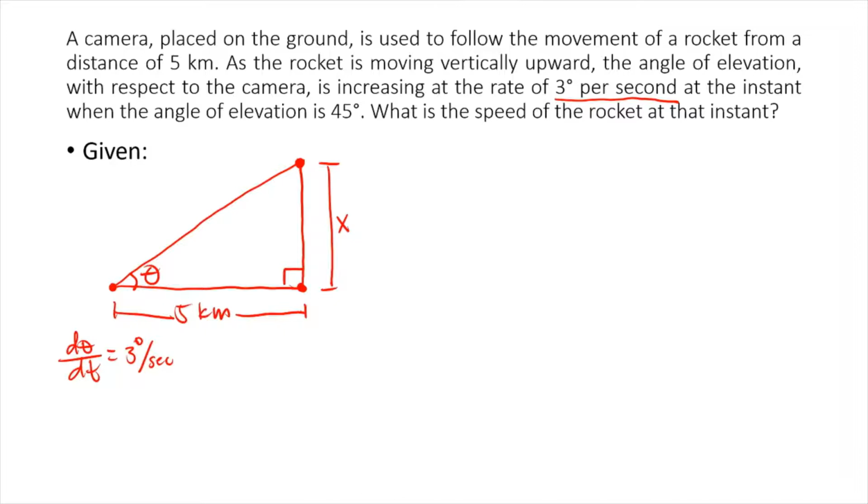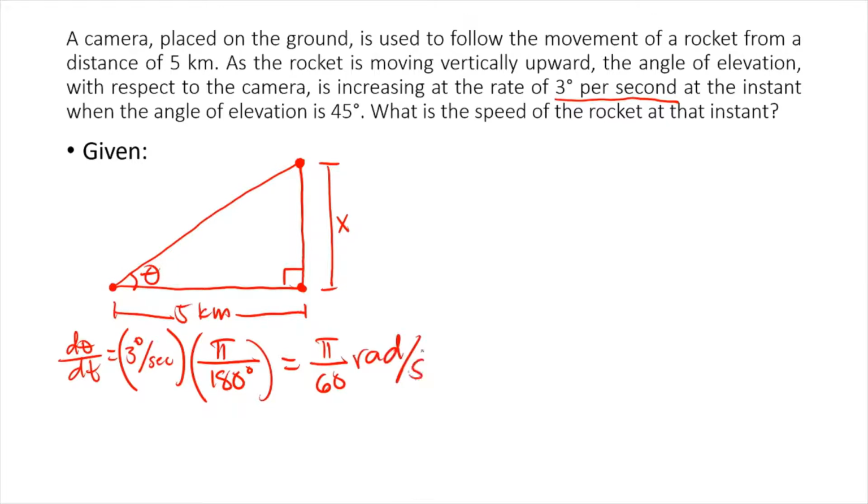So first we need to convert this degree unit to radian unit, using the conversion factor pi over 180 degrees. So this will now be equal to 3 over 180, that's 1 over 60. So we have pi over 60 radians per second.